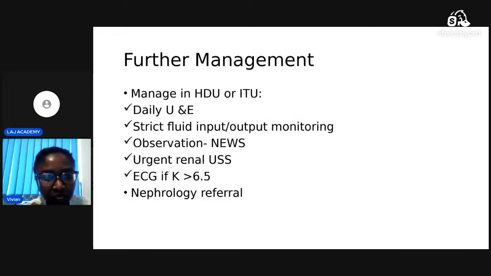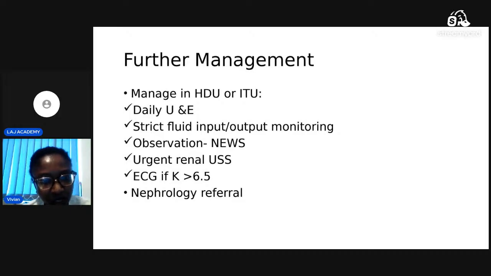And this will be the management in HDU. Usually, they are managed first in HDU. So there will be daily urea and electrolyte tests, and strict fluid input and output monitoring. We should have hourly documentation of the fluid intake, and you insert a catheter to measure the fluid output. Also, we'll monitor their NEWS score, that's daily continuous monitoring of the vital signs.